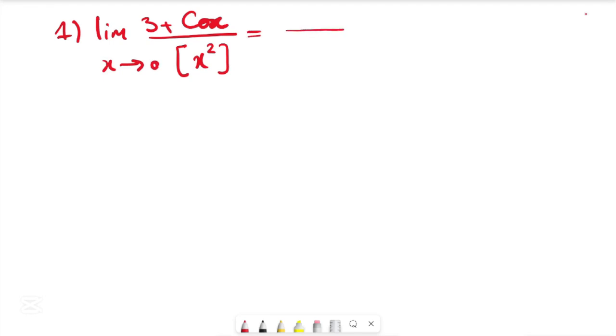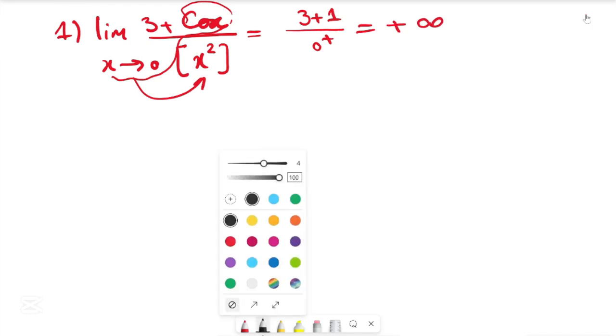Yeah. Everybody knows the cosine of 0 is 1, and 3 plus 1 divided by 0 to the power 2 is positive, and the answer is a number divided by 0 is positive infinity. That is true, yes? But unfortunately it's totally wrong.